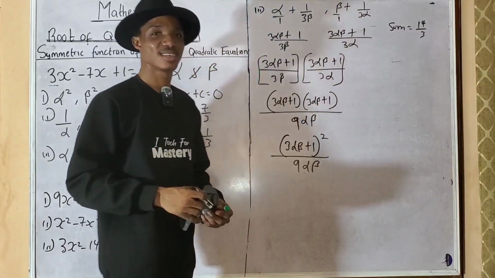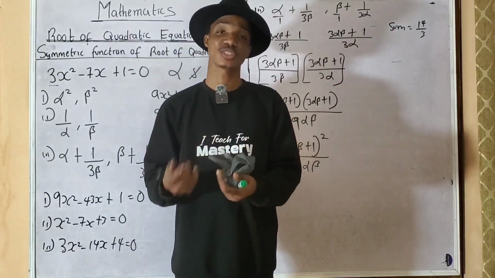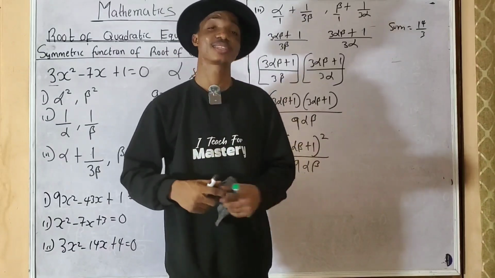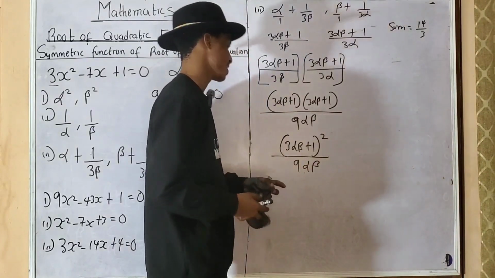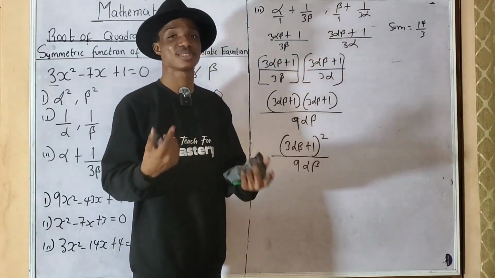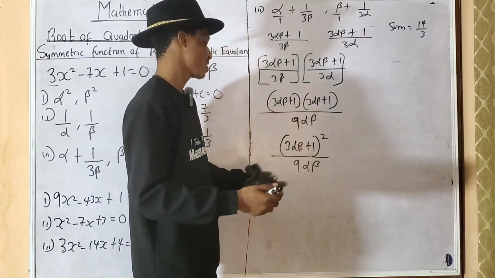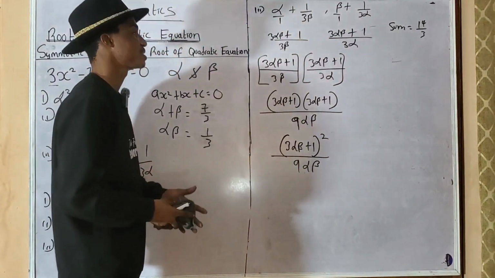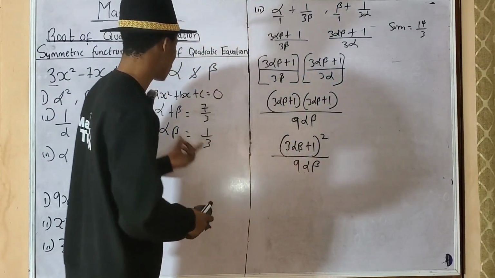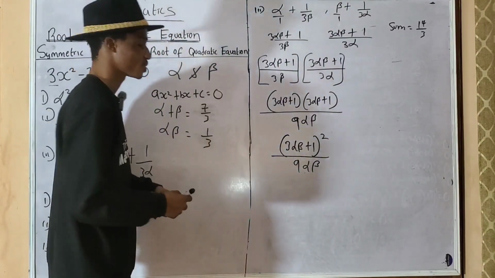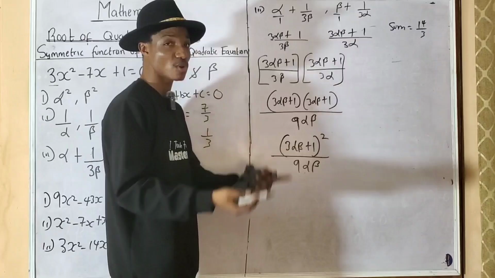Do you understand? Just like if you multiply 5 times 5. 5 times 5 is what? 25. Which can also be written as 5 raised to the power of 2. Do you understand? So the same thing here. 3 alpha beta plus 1 times 3 alpha beta plus 1. That is 3 alpha beta plus 1 raised to the power of 2. Okay, now we've expressed the product of the root as this. So we can now go back to this. Alpha beta is 1 over 3. So I'm going to replace alpha beta as 1 over 3 to get the product of the root.